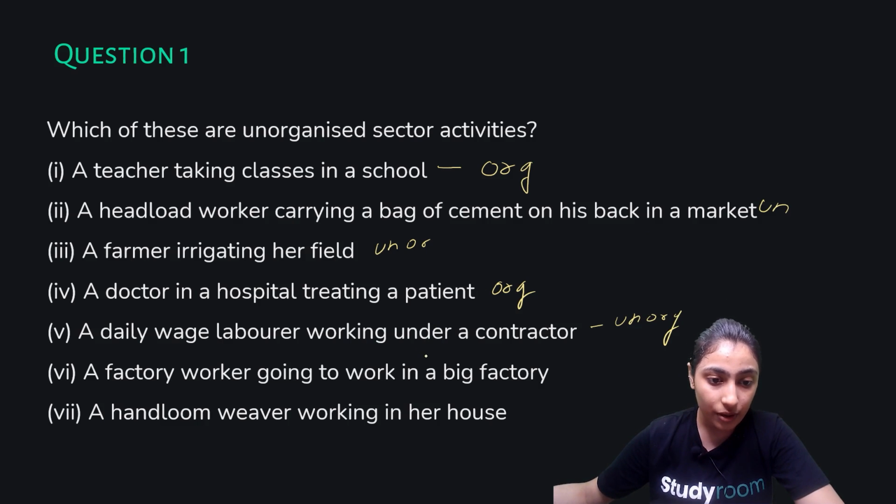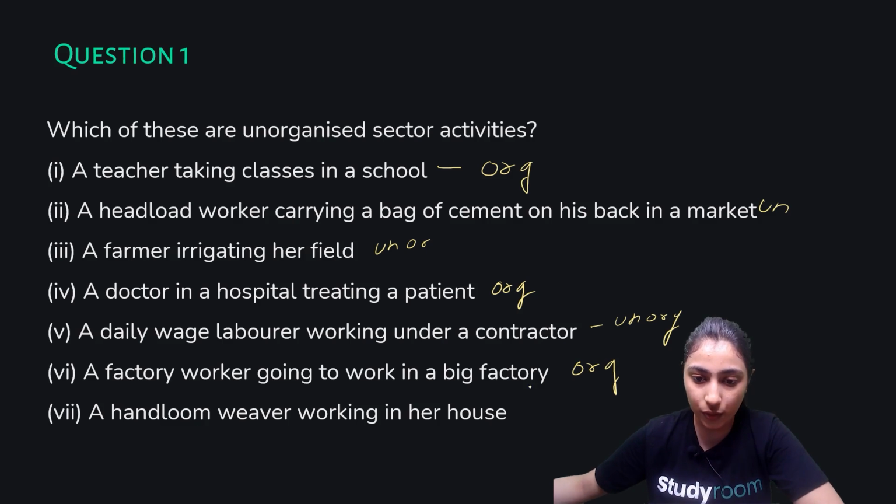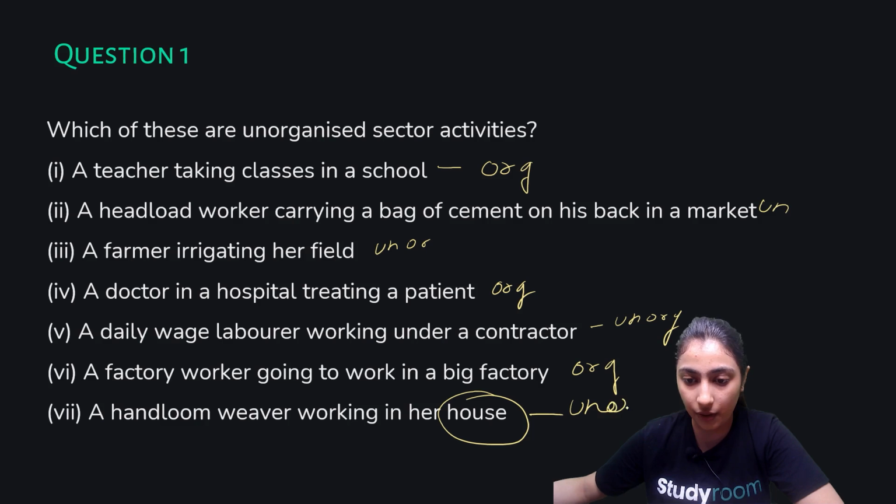A factory worker going to work in a big factory. You must be thinking, ma'am, that this can be unorganized, but this is not. This is organized. This is not unorganized. Now moving forward, a handloom weaver working in her house. A handloom weaver is basically someone who weaves. And still she is not in an office, so definitely her job is not guaranteed to her. So this is also something that will come under unorganized.